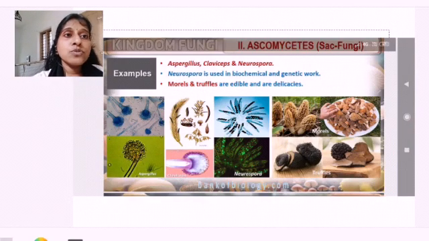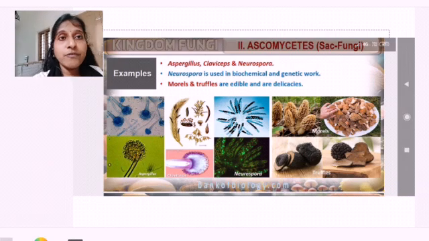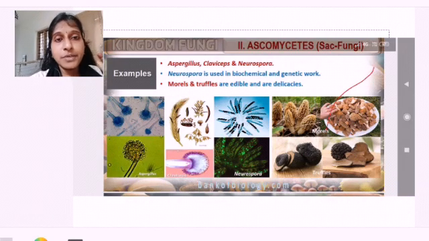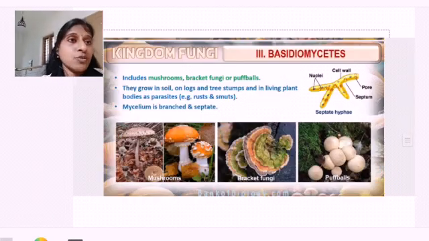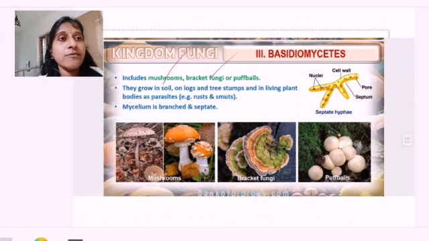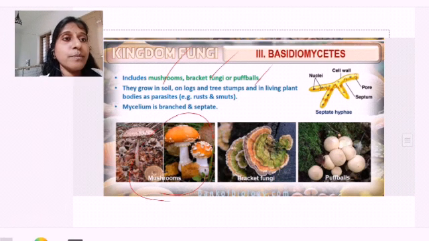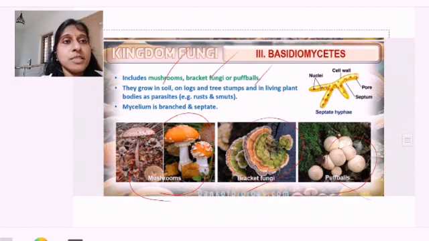We have it. So morels, truffles and all are edible fungi which can be used as a food ingredient. Okay, so that is regarding Ascomycetes. Now we are moving on to Basidiomycetes. What all does it include? It includes mushrooms, bracket fungi and puffballs. You can see mushrooms, bracket fungi and puffballs. It will be like this.